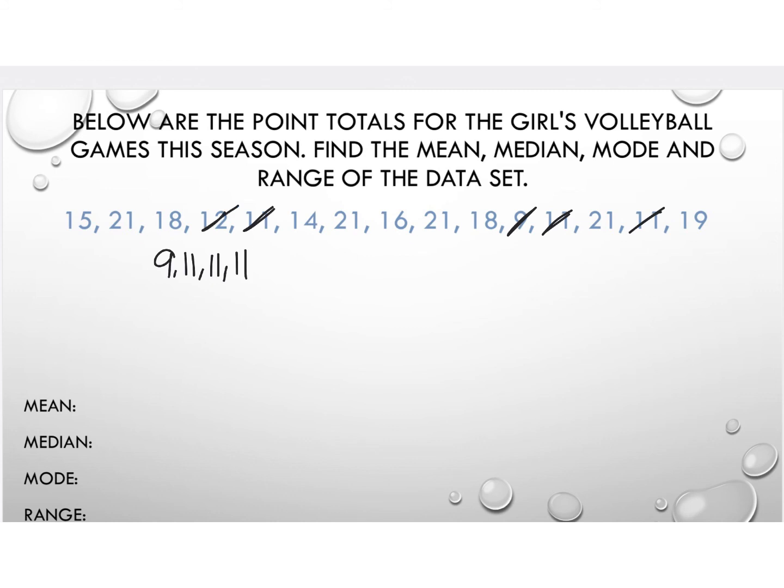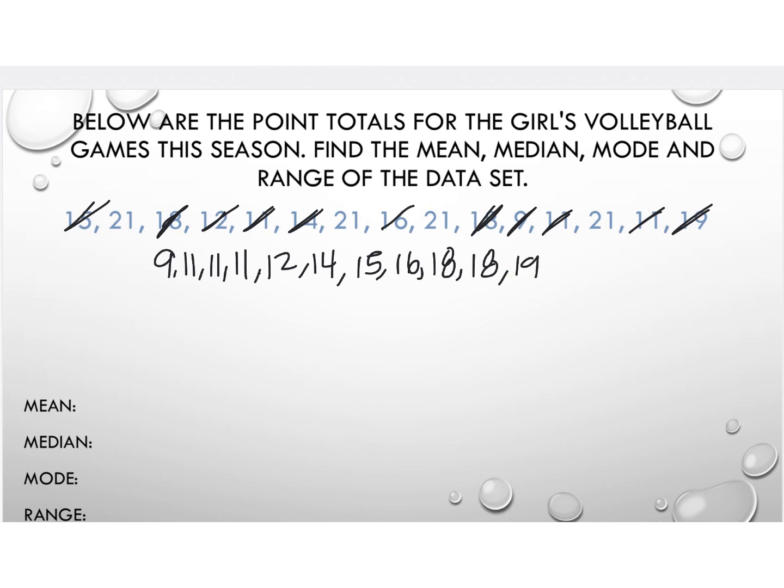I have just one number, 12. 13, I don't have any. 14, I have 1 14. 15, I have just 1 15. Next number is 16. I have, again, just 1. 17, no 17s. 18s, I have 1, 2. So 2 number 18s. 19, I just have 1. I don't have any 20s, but I have 1, 2, 3, 4 21s.